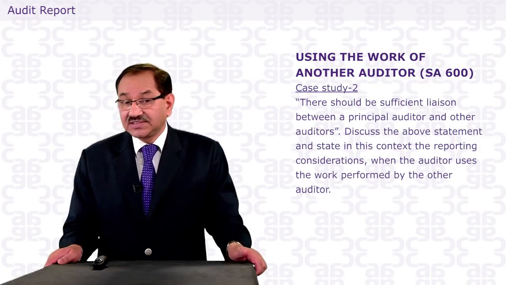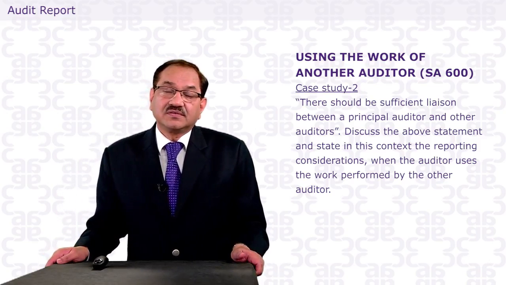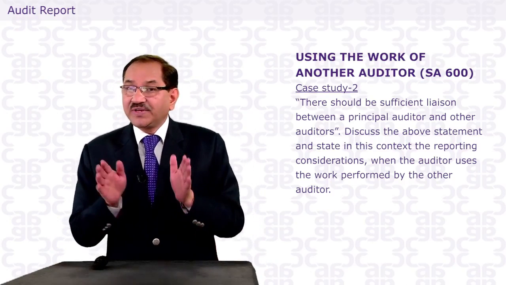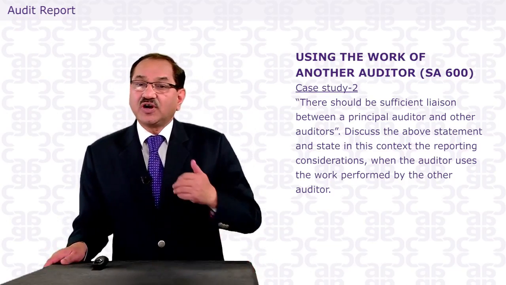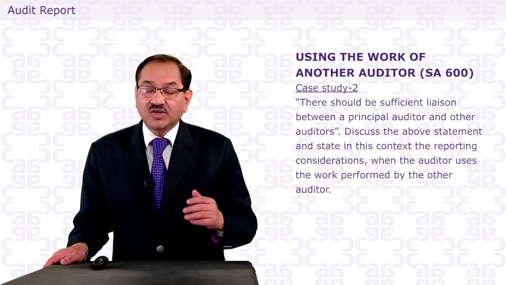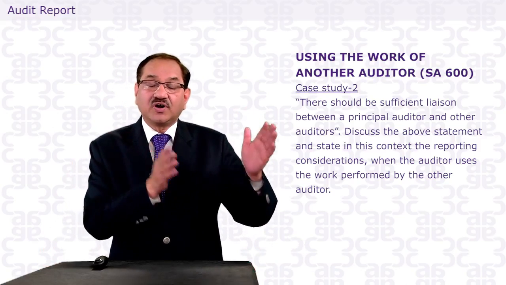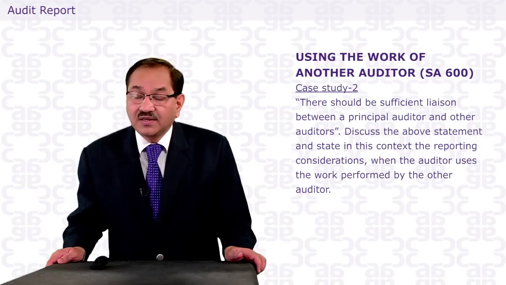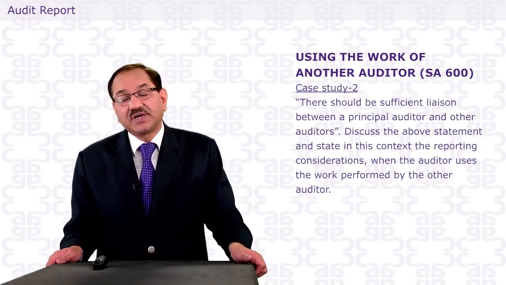There should be a sufficient liaison between a principal auditor and other auditors. Yes, this statement is correct. In fact, there must be liaison. SA 600 says that you have to communicate with the branch auditors and keep a liaison with them. You have to communicate that we will be relying on your report, that the financial statements will be prepared under that framework, and that we expect you are competent enough and well versed in the accounting principles under which the financial statements are being prepared.